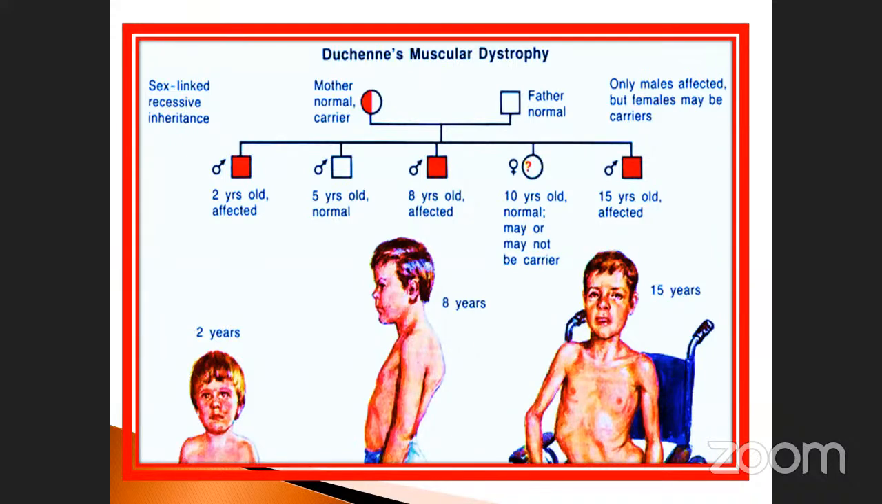See that. So only male affected, but female may be carrier. Don't forget, Duchenne disease is also male affected only. Female it does not affect. Female only acts as a carrier. They can carry the molecule from generation to generation. So this is a very, very important one.